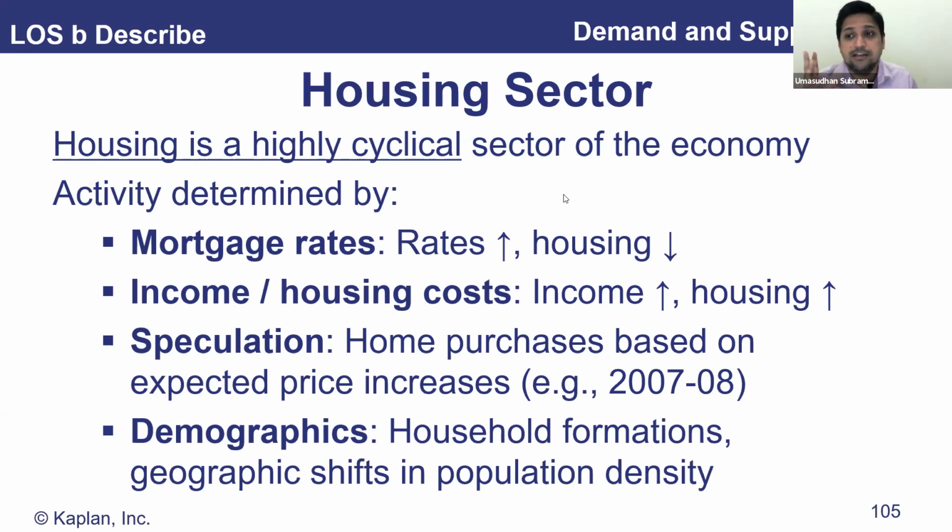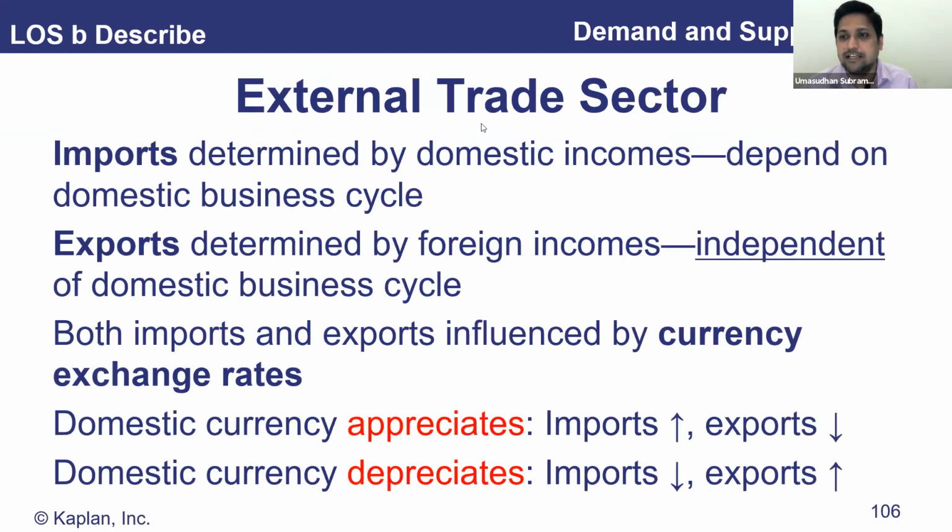So these expectations and speculations sometimes drive demand up. Demographics, if you have more younger people, household formation is more, you have more kids coming up, babies coming up, you have more demand for bigger houses and things like that. That could also increase demand for houses. So that's housing sector, how cyclical they are.